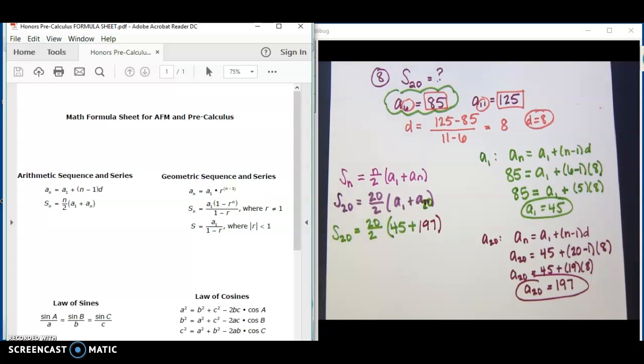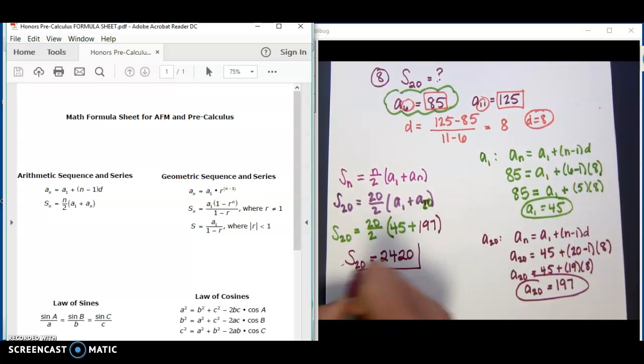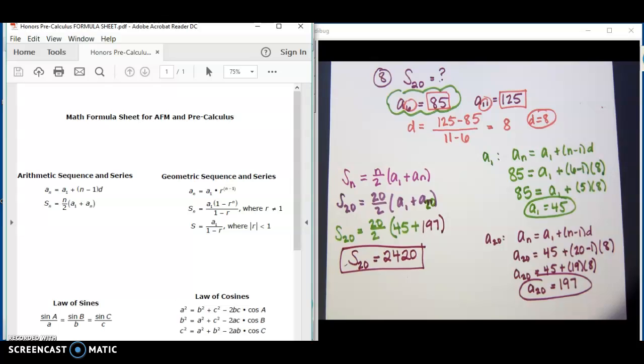So if you calculate this, we'll have 45 plus 197 and then times 10. And you should get, for your sum of 20, 2,420, which will be your final answer there.